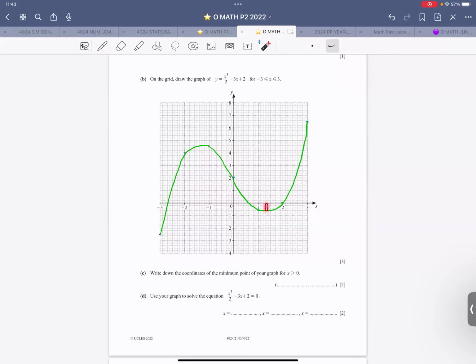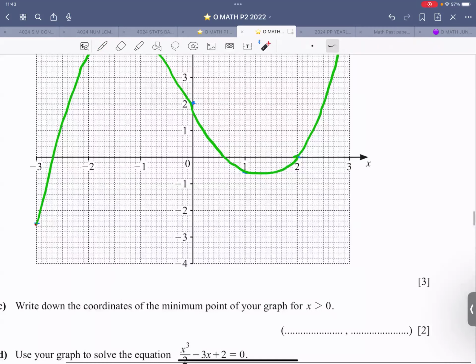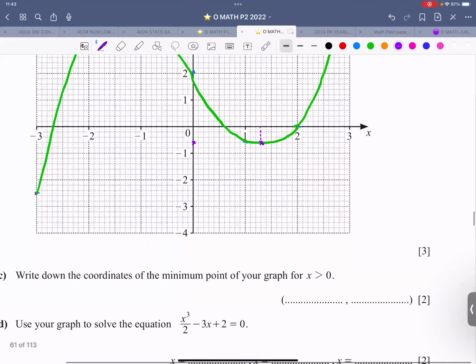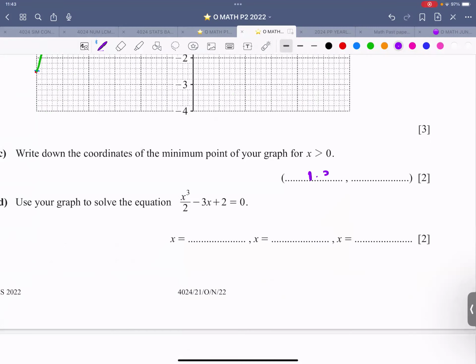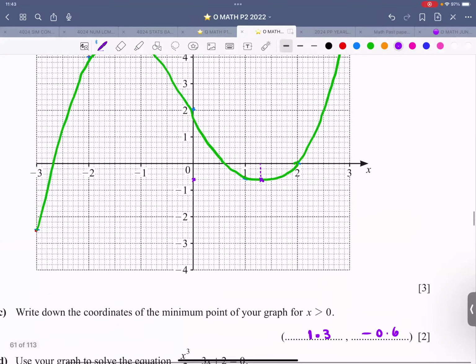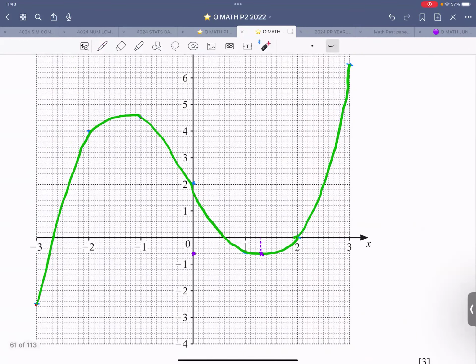Okay, so let's say the coordinates, so let me enlarge it. This coordinate would be something like this. So this has to be a little bit lesser. So this is 1.3 and negative 0.6. That is what I see. This is a minimum point, and if it would have asked for a maximum point, that would be somewhere over here, like this.